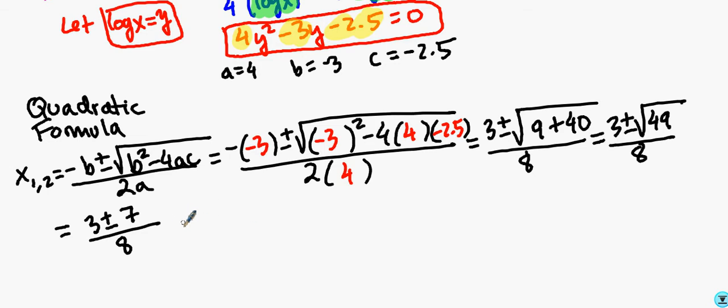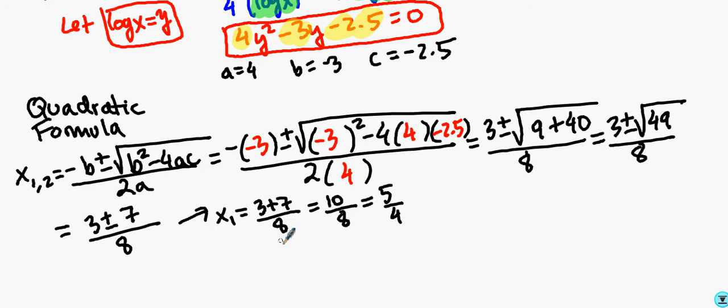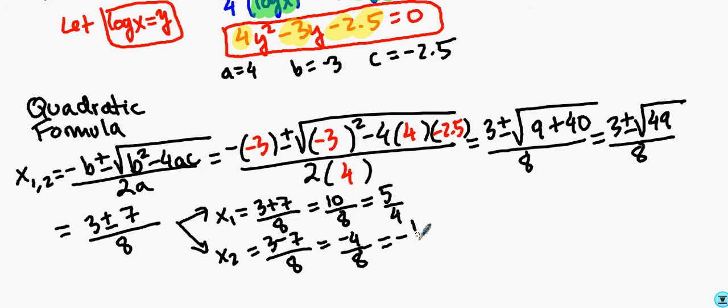So from here on we're going to have two solutions. One is going to be x1 equals 3 plus 7 all over 8, which equals 10 over 8. After we reduce, that's 5 over 4. And then x2 is 3 minus 7 over 8, which is -4 over 8, and after we reduce, that's -1/2. So these are the roots of our quadratic equation.